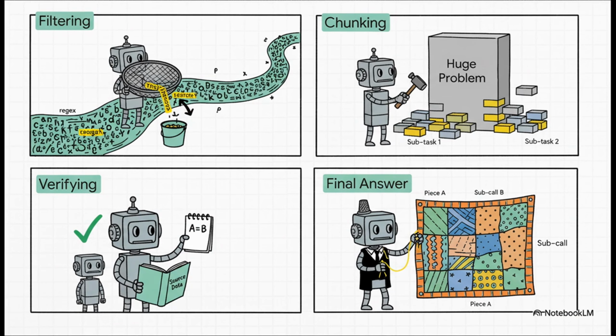So for example, it learns to filter. It writes code to search for specific keywords so it doesn't have to waste time reading millions of tokens of text. It learns to chunk big problems into smaller, more manageable pieces. It even learns to verify its own work, using those subcalls to double-check facts and reduce errors. And then finally, it learns to stitch all those little pieces back together into one coherent final answer.